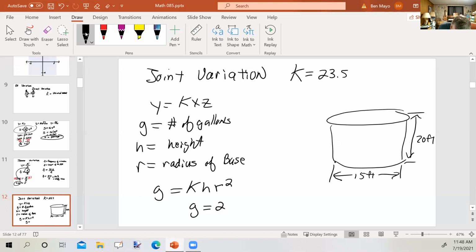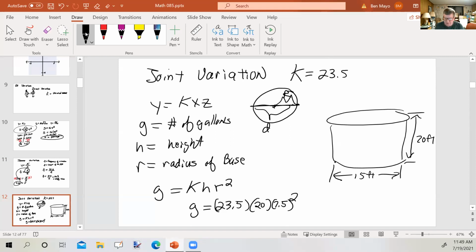So the number of gallons equals 23.5, that's K, times H, which is 20, times R squared. Well, now, be careful. If the diameter of this tank is 15 feet, what would the radius be? Anybody? How do you find the radius if you know the diameter? Nobody wants to try. Okay, the radius is half of the diameter. So let's say we've got a circle and this is the diameter all the way across. That's the diameter. That's the radius. So the radius is going to be 15 over 2, or 7.5. But that's squared. So G equals 23.5 K times 20, which is H, times 7.5 squared.